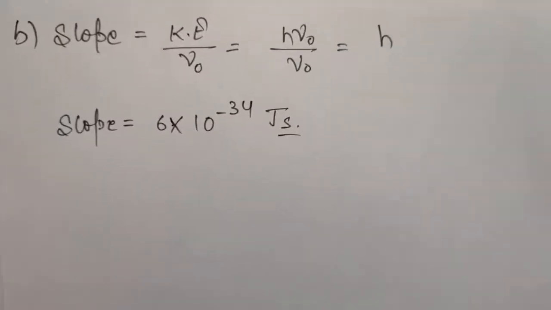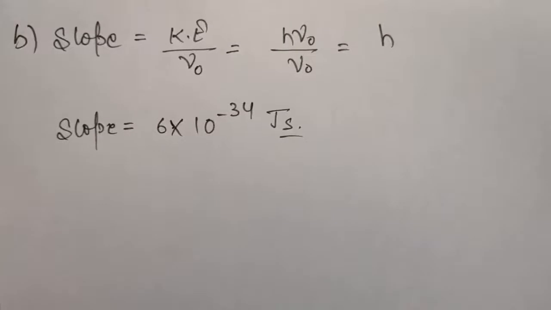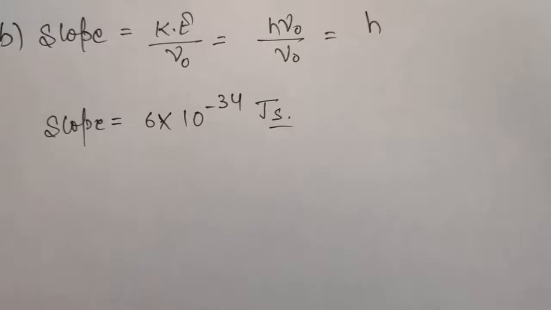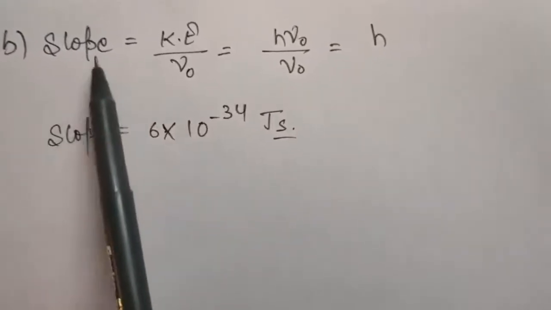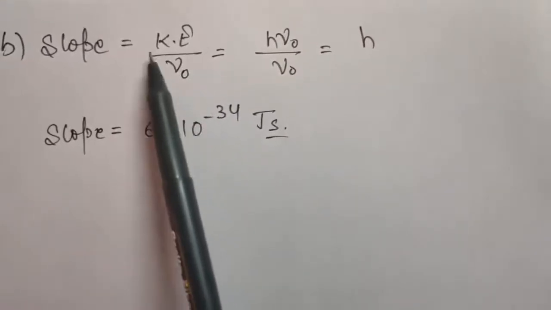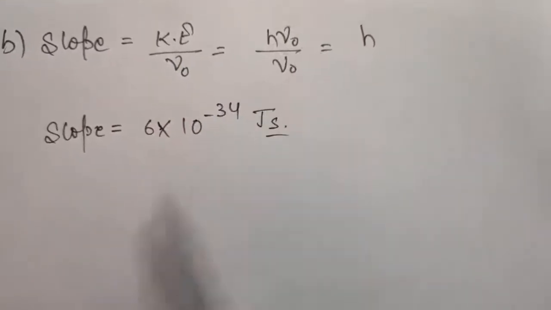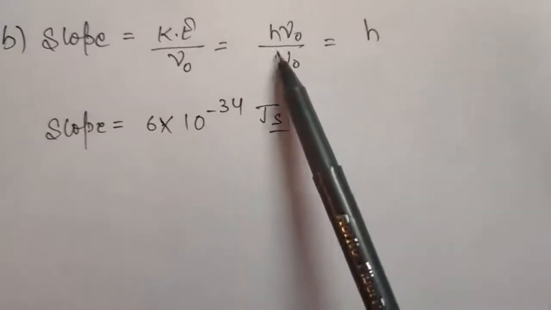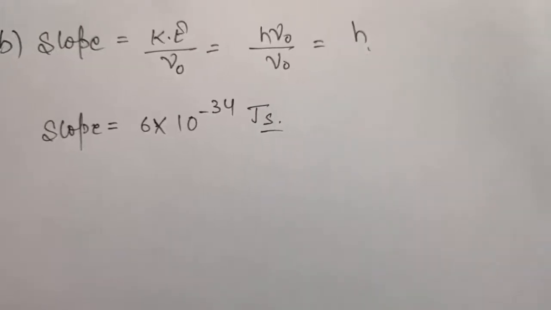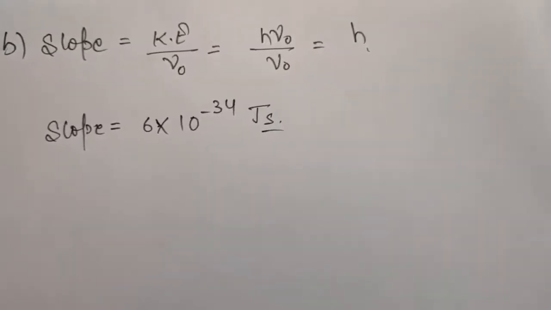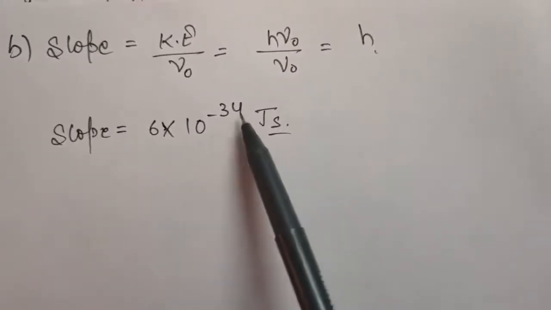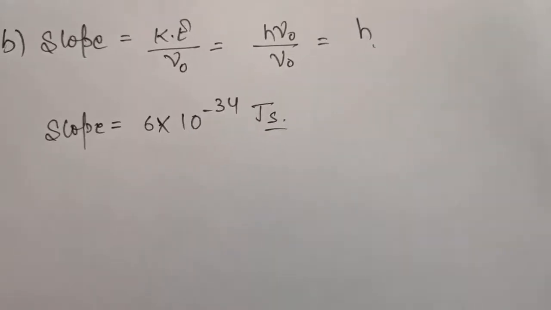Okay, so in second part you have to calculate the value of Planck's constant. So as you know, this is the graph between kinetic energy and frequency. So slope will be equal to y, that is kinetic energy upon nu naught. If I am taking the point where kinetic energy maximum is h nu naught, as I have told you in first part, that will be h nu naught upon nu naught. Nu naught will cancel out, so you will get h. That means slope of this graph will give you the value of Planck's constant. So just calculate slope. The answer will come to be 6 into 10 to the power minus 34 joule second.